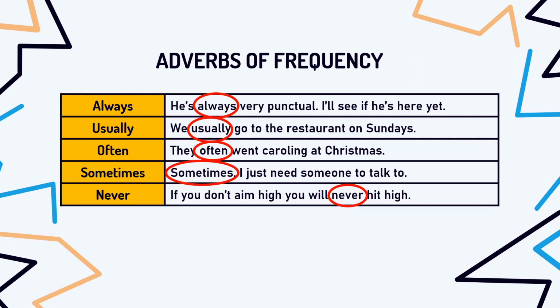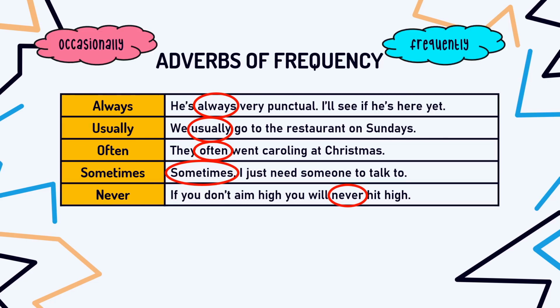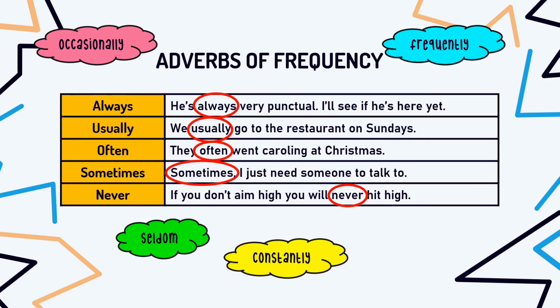So these words are describing the action. But how are they describing? They're describing how often the action is happening. Other examples of words under the category of adverbs of frequency are the word occasionally, the word frequently, seldom, constantly, as well as rarely.